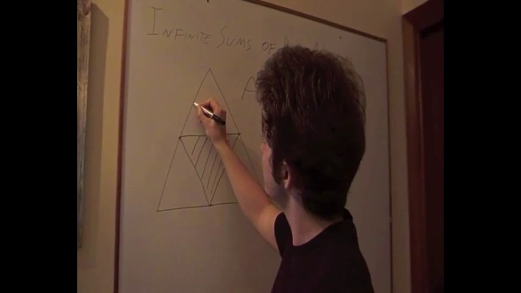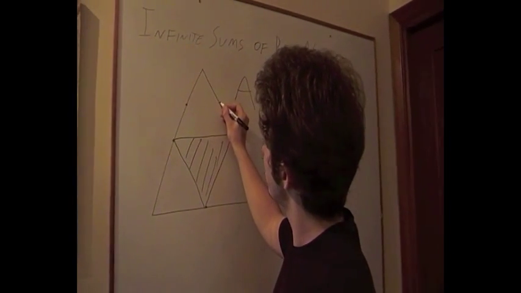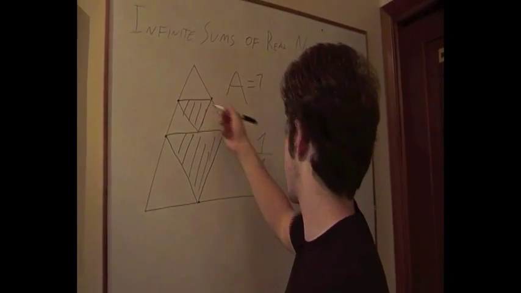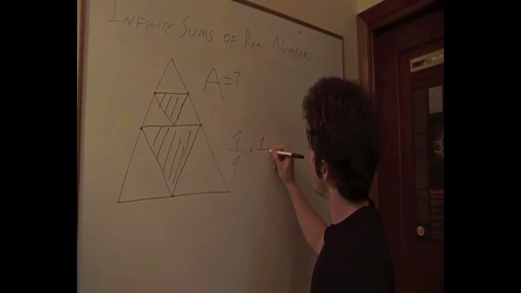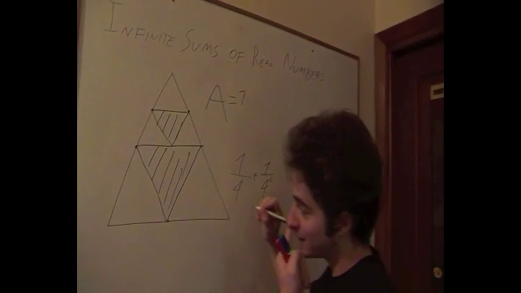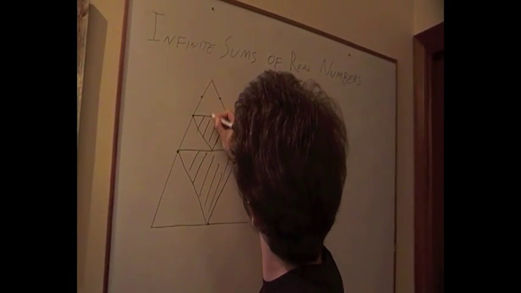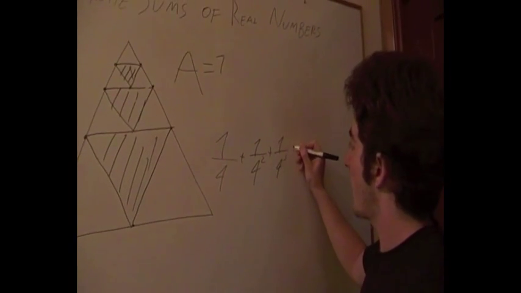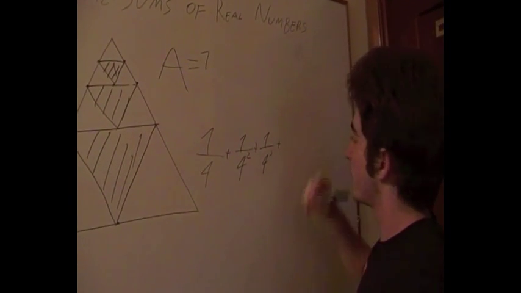Now, we do the same thing on the triangle on top. And what do we get? Well, we get a fourth of a fourth. So we get 1 over 4 to the second. Do the same thing again, so we get 1 over 4 to the third. And so on, so on.